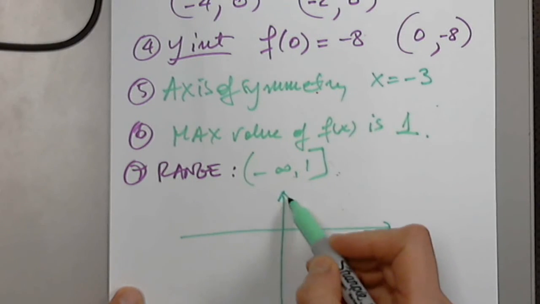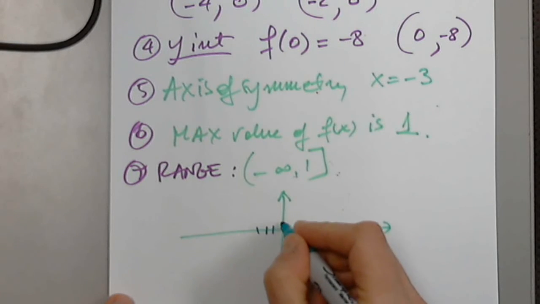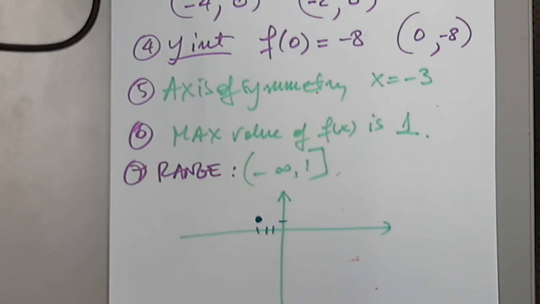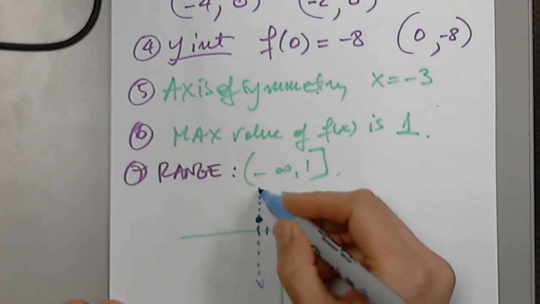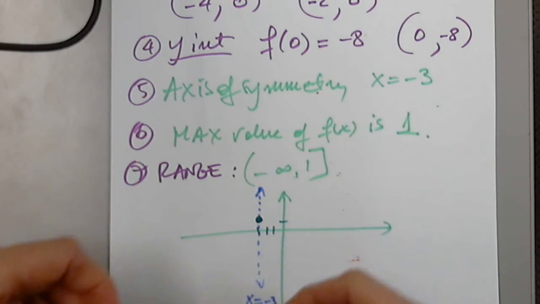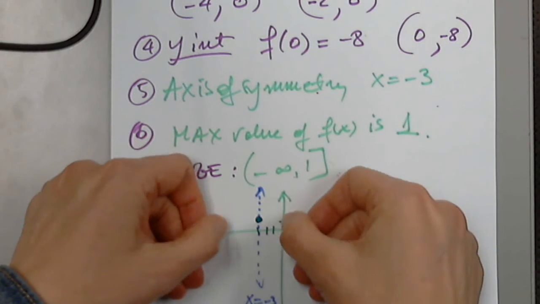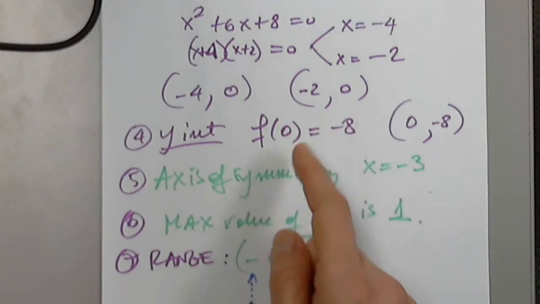We are ready to graph the function. We start with the vertex. What is the vertex again? -3, 1. We continue with the axis of symmetry, which is not part of the graph, so it's not going to be a solid line. So this is x equals -3. This line will only help me keep the graph in shape. X-intercepts: -4, -2.